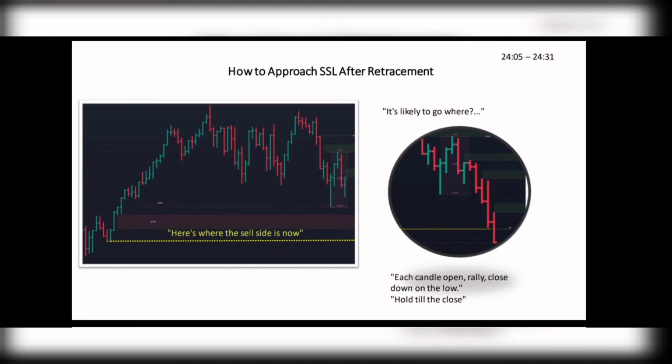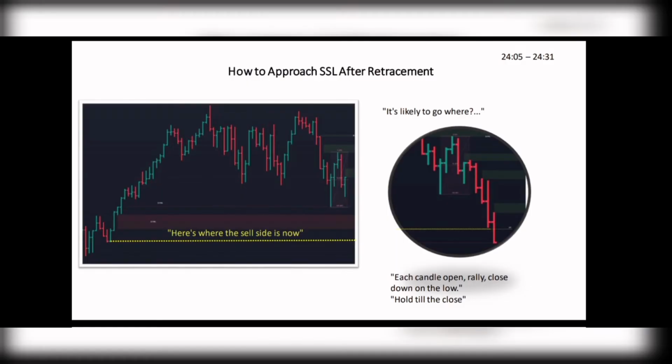From 24.05 to 24.31, I have a slide here that says how to approach sell-side liquidity after retracement. Michael says here is where that sell side is now, which is in this yellow dotted line. Here he says each candle is an open, rally, and then close down on the low. They're learning to hold until the close of the day.